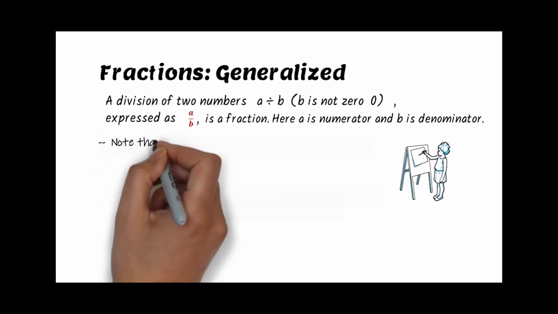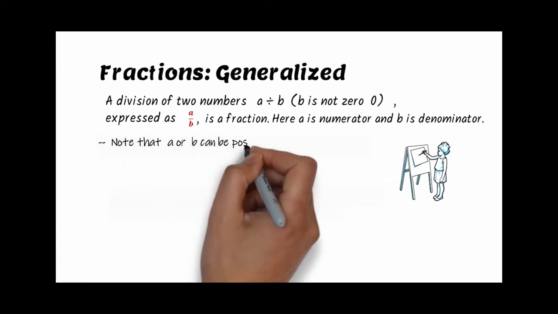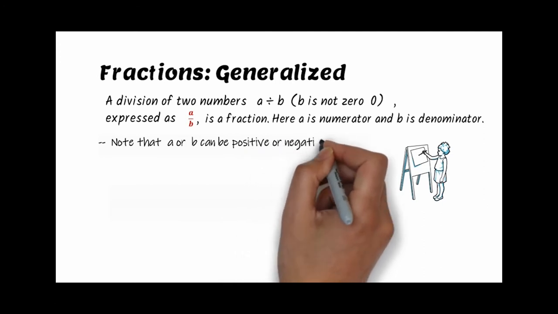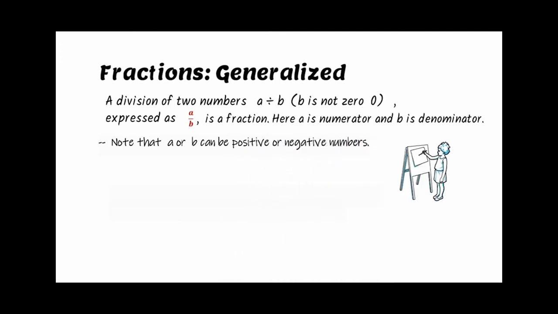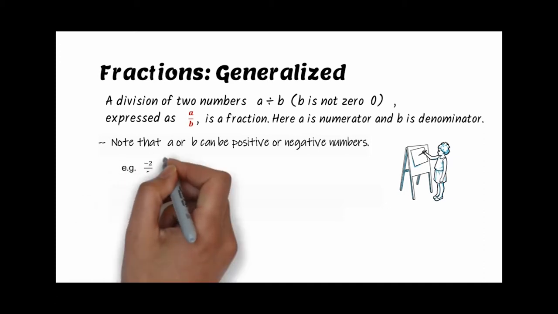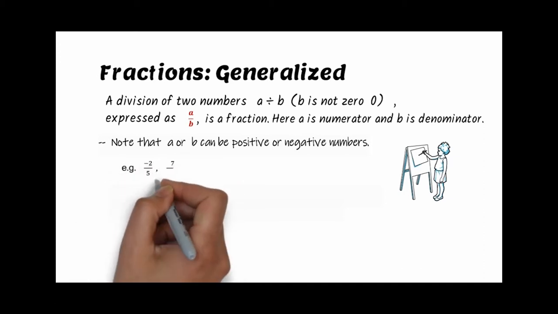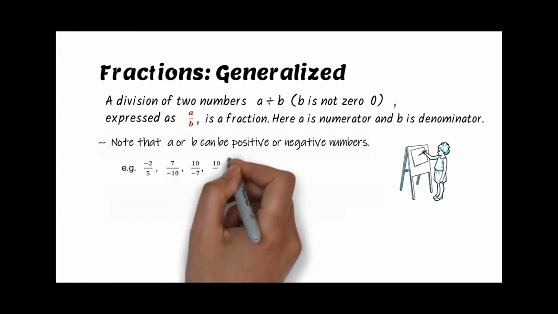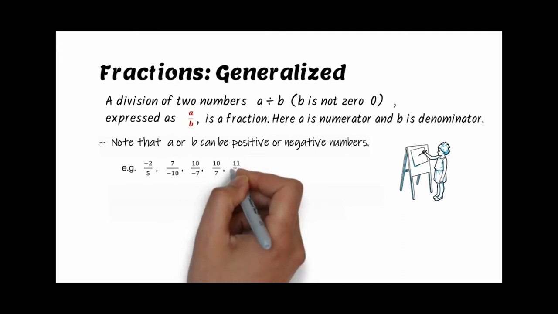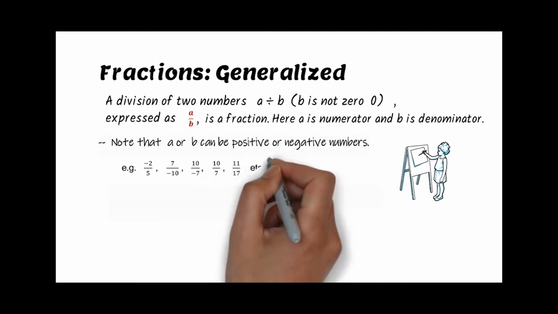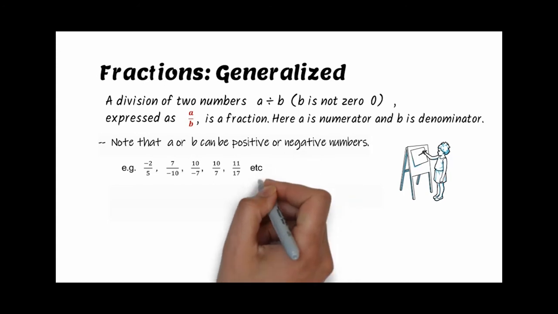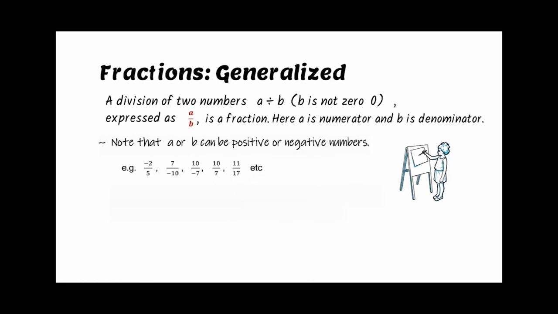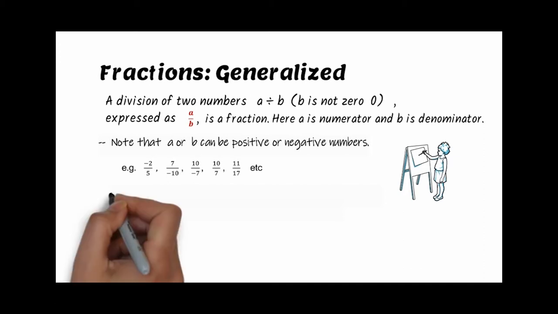Now note that a and b here can be either positive numbers or negative numbers. Let's take a look at a few examples. We have negative 2 over 5, where we have a negative number in the numerator. And we have 7 over negative 10, where the negative number is in the denominator. And we have 10 over negative 7, 10 over 7, 11 over 17. These are all valid fractions.